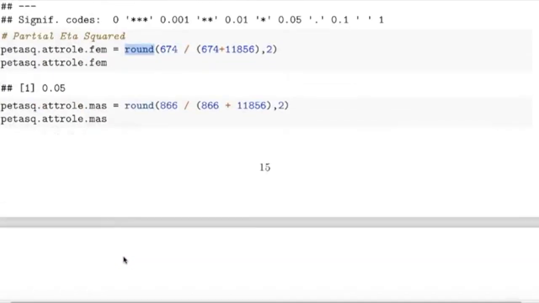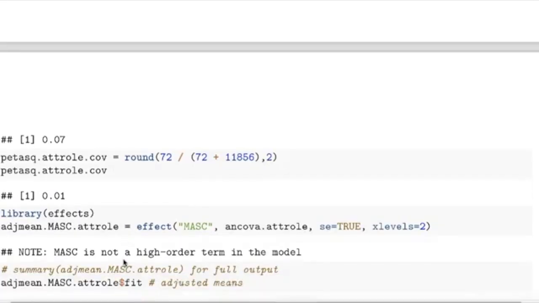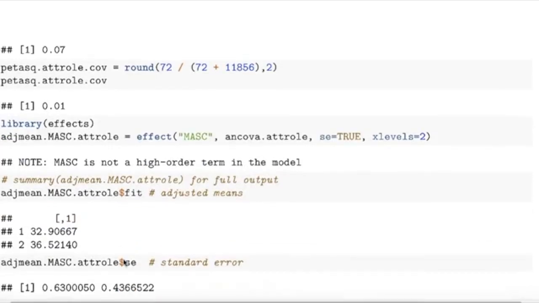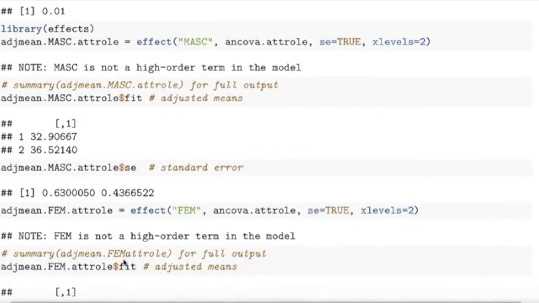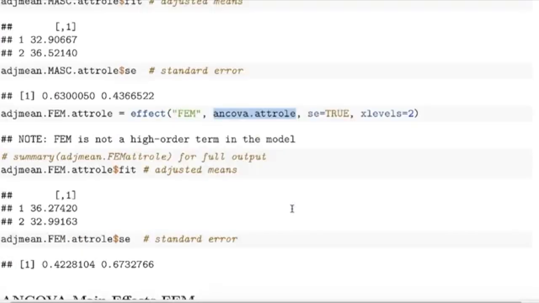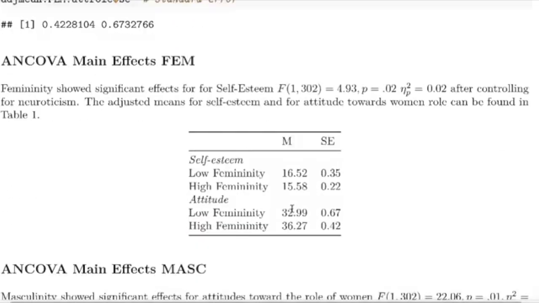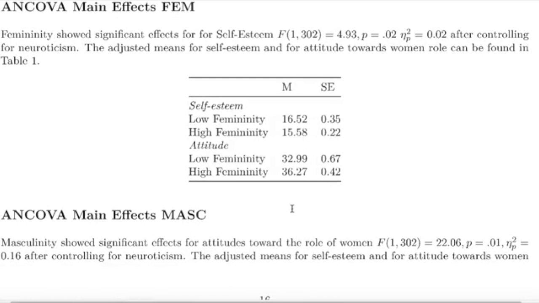I just find the output overwhelming, so I try to minimize the distractions. I did it again for masculinity and femininity. Remember, the only thing that changed here is that I am doing it for the Mancova, where we had attitude as a dependent variable. And then I'm going to scroll a little bit down so we can summarize all this information.